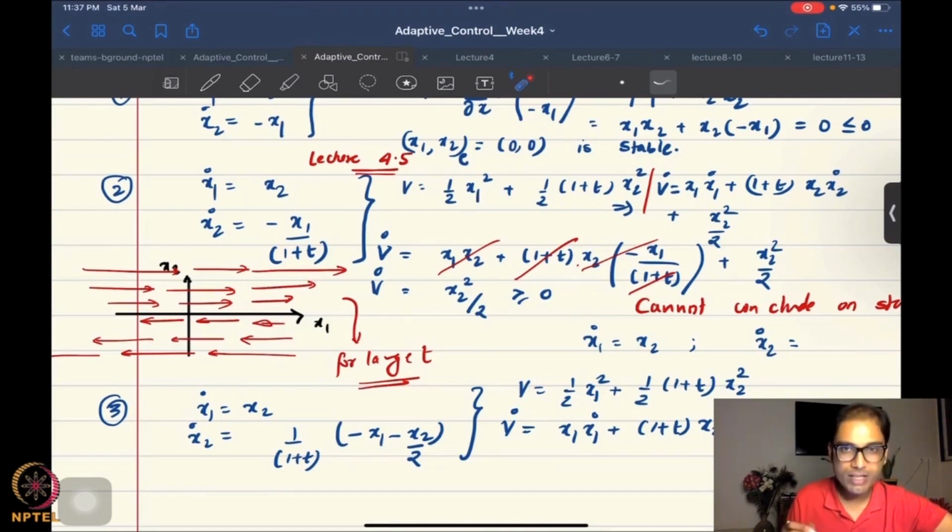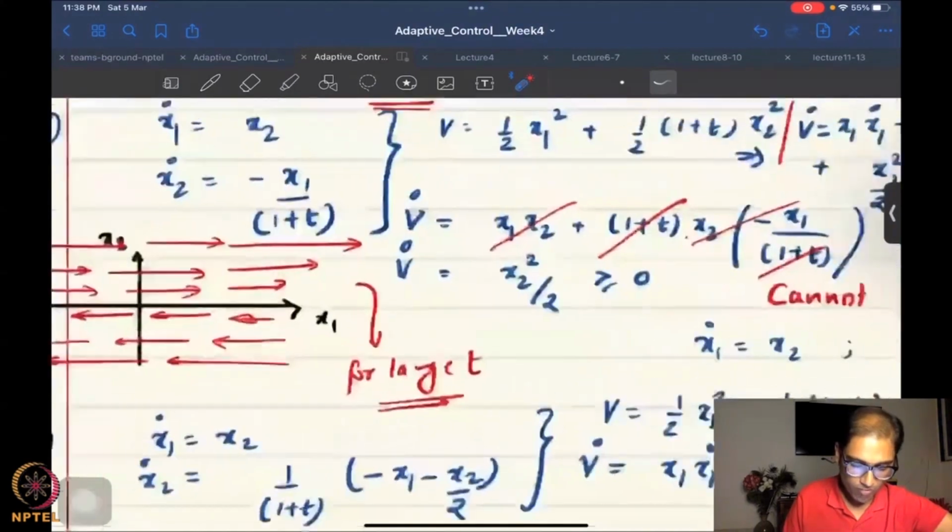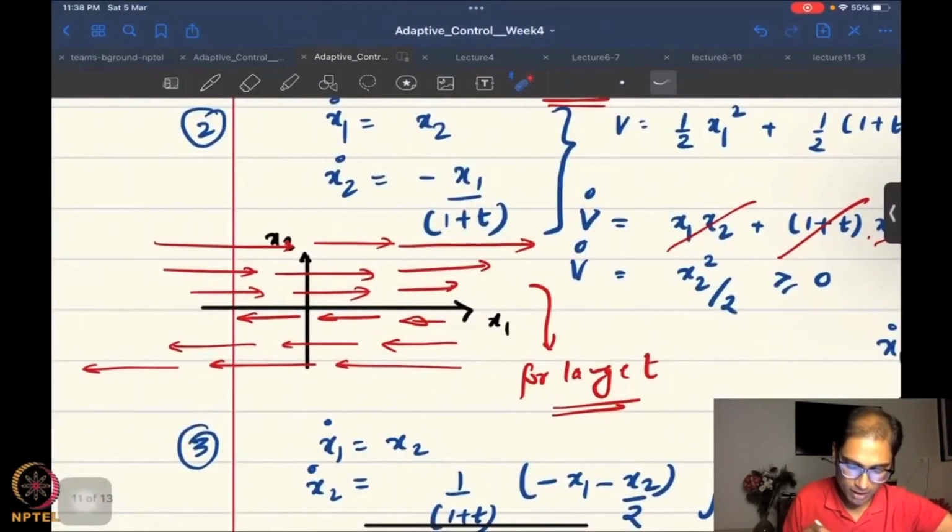Now, what I have done is I've only tried to plot it for large values of time, because at large values of time, this becomes 0. So the derivative of x2 is 0. So x2 does not change. And the derivative of x1 is exactly equal to x2. Right? So if you look at this picture, that's exactly what it is. On the top side, x2 is positive. Therefore, the x1 velocity is positive. All x1 velocities are positive.